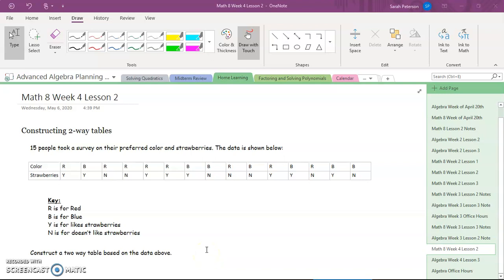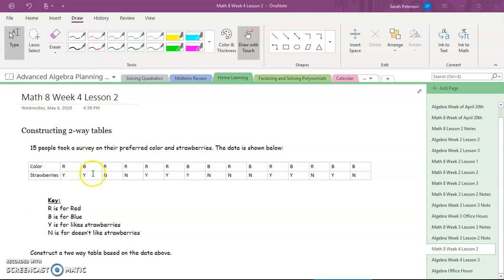Okay, so in this video, you are going to learn how to construct two-way tables. In the previous lesson, you should have learned about two-way tables, what they are, and how they organize data. Today we're just going to practice constructing them, and you'll have to do that in your practice. The first thing I want to talk about is we'll go over the question and the data, and then we'll talk about what kinds of questions they could have asked.